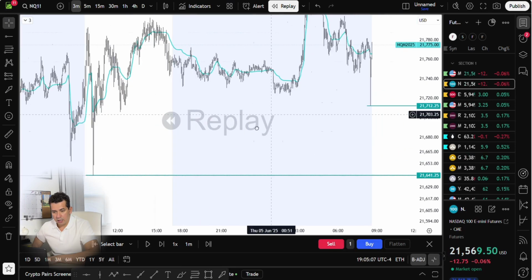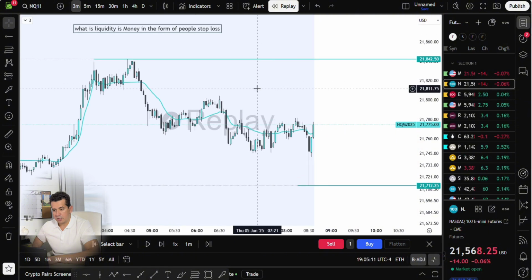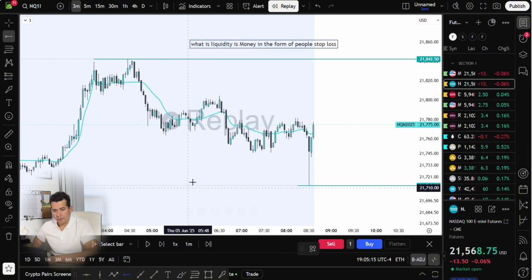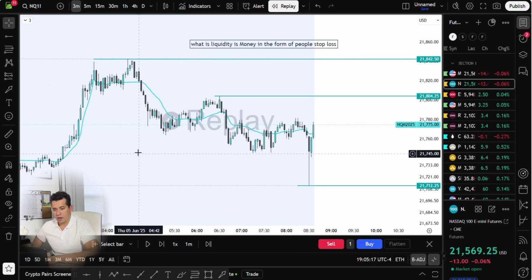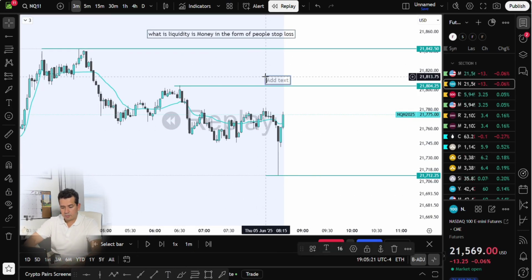All right, so it will look a little bit different now, because we are in a time frame of 3 minutes. And then we have another point right here as well. Okay, so I'm just marking the liquidity areas. So let me write it down for you to see. Okay.